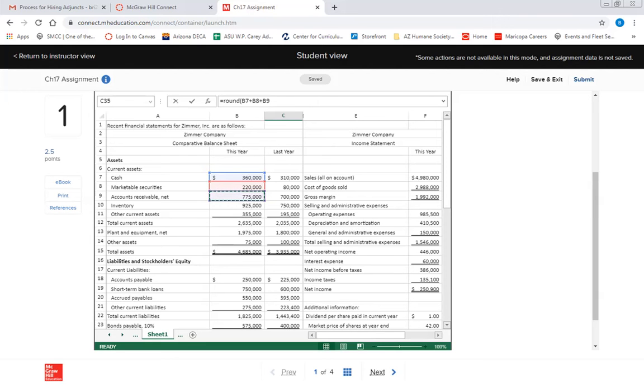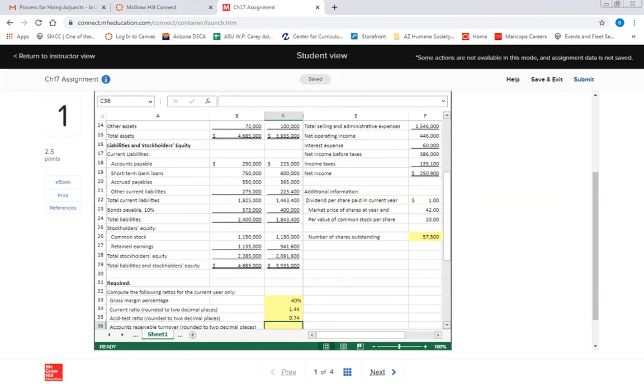So we're going to round that mathematical equation, and then we got to divide by our current liabilities. I actually need to put another pair of parentheses here to make sure this works right. There you go. Now we've added those together, and now we're going to divide by our current liabilities here. And again, remember, comma 2 to tell it we're going to round to 2 decimal places. End our parentheses, and we got it there.